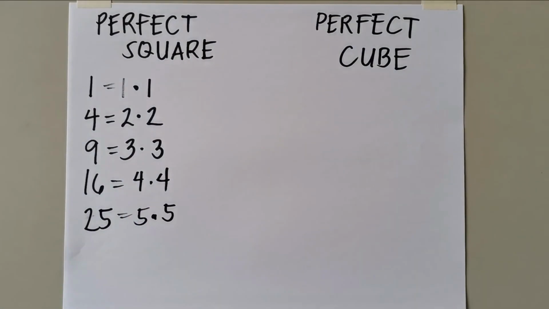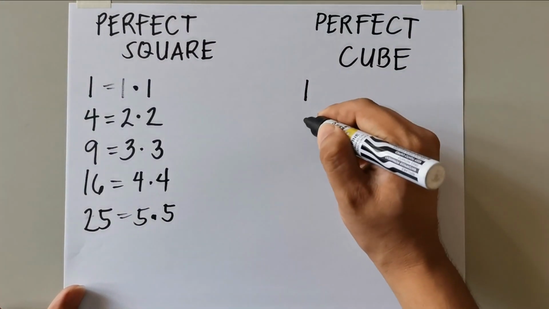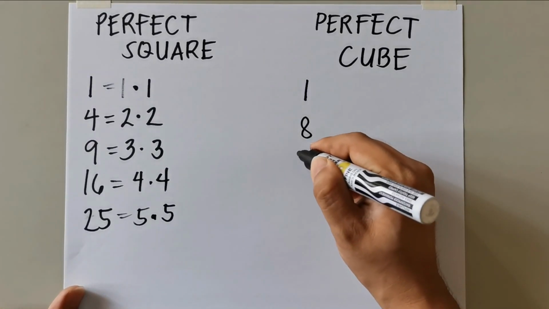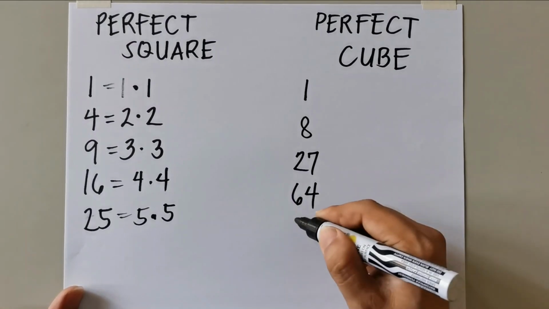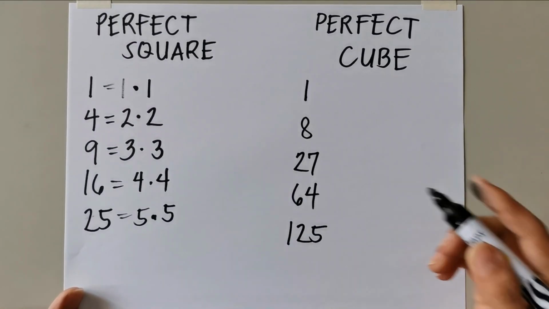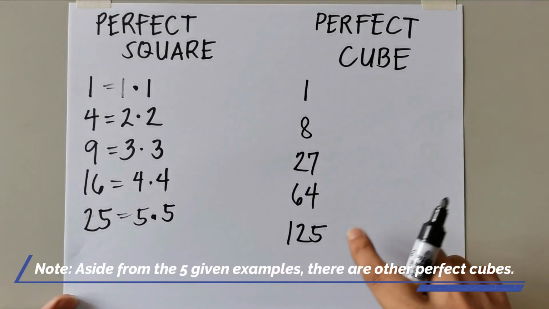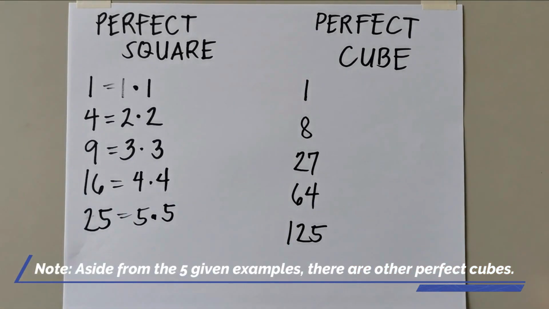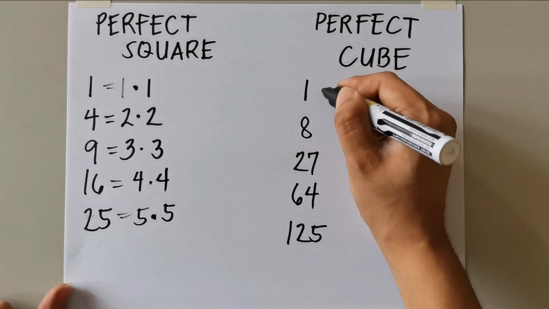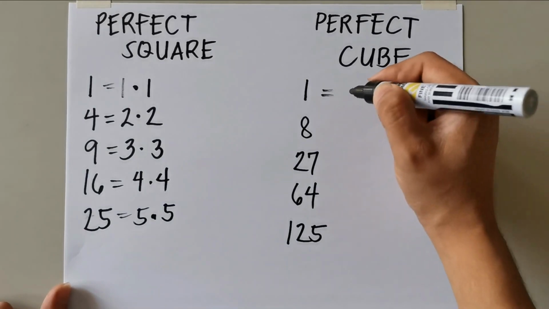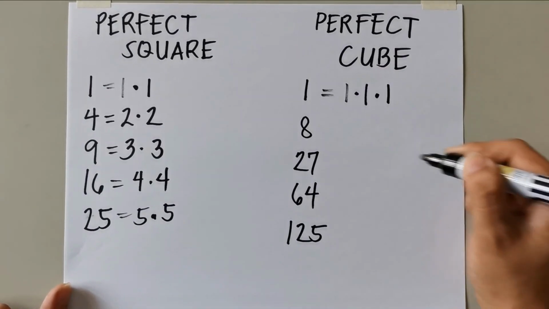When we talk about perfect cubes, these are 1, 8, 27, 64, and 125. Because these numbers are products of a number multiplied 3 times. For example, we have 1. 1 is a product of 1 times 1 times 1.